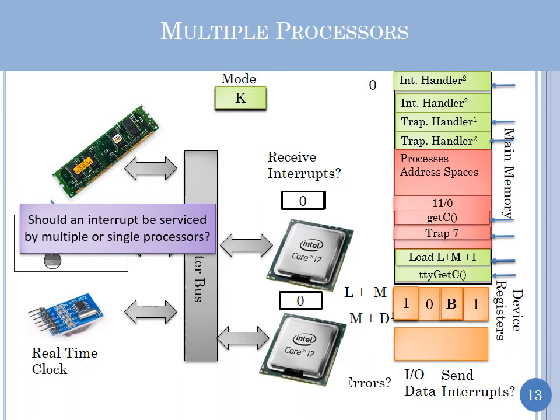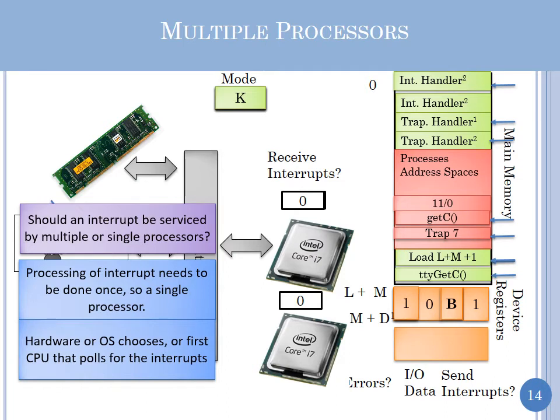So here's my next question: what happens when there are multiple processors? Should an interrupt be serviced by multiple or single processors? So think about what needs to happen on an interrupt. A device register has to get read. This is hopefully a simpler question. Do we want multiple handlers to be executed, or a single handler to be executed on a single CPU? Okay, so processing of the interrupt needs to be done once, just like Andrew said. We need to transfer data once to memory, not multiple times. So it's done by a single processor.